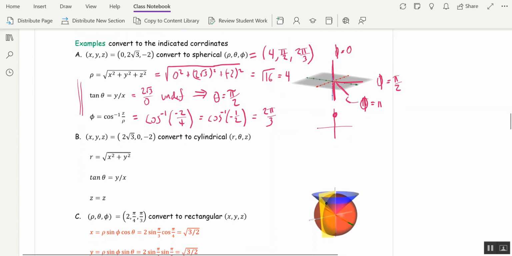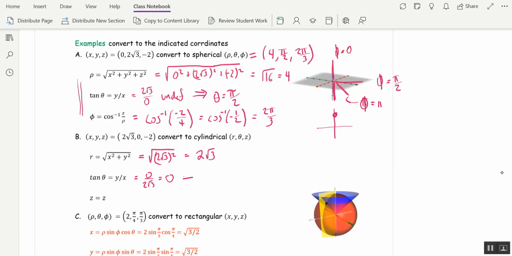Okay, now let's go from rectangular to cylindrical. R is the square root of x squared plus y squared. So that's going to be the square root of 2 root 3 squared, which is 2 root 3. Tangent theta is y over x. So 0 over 2 root 3 is 0. So that means theta is going to be 0 or pi.